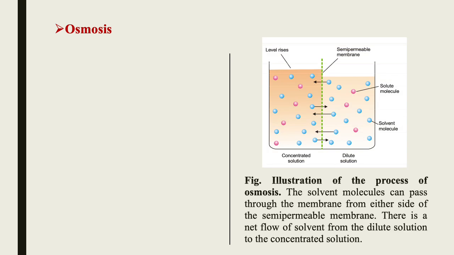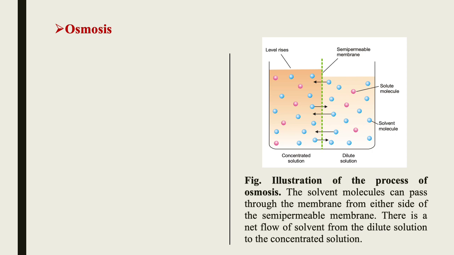So what is meant by osmosis? On the right hand side you can see the figure that illustrates the process of osmosis. As you can see, there is one beaker, and in the beaker you have two different compartments, divided by a simple semi-permeable membrane. The membrane is such that only solvent molecules can pass. The solvent molecules can pass through the membrane from either side, from right to left and left to right. So only solvent molecules can go.